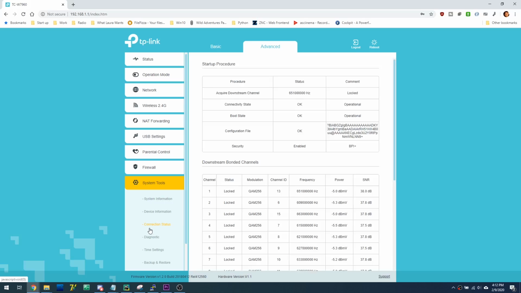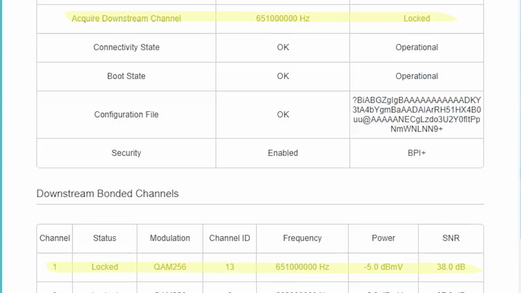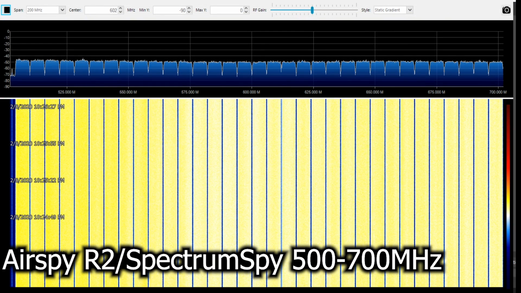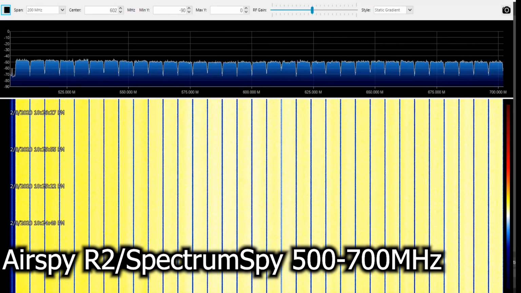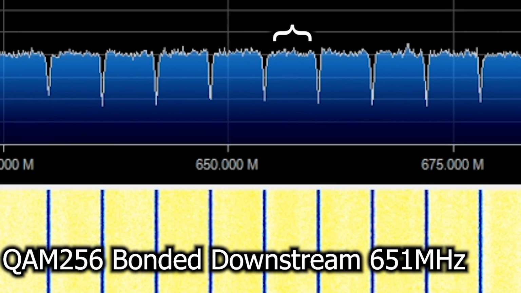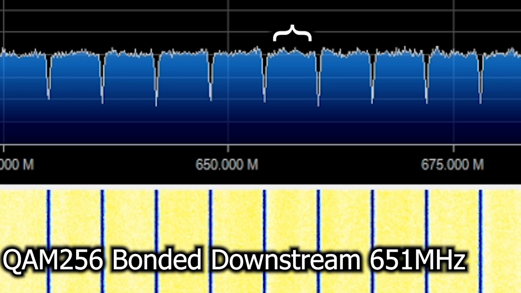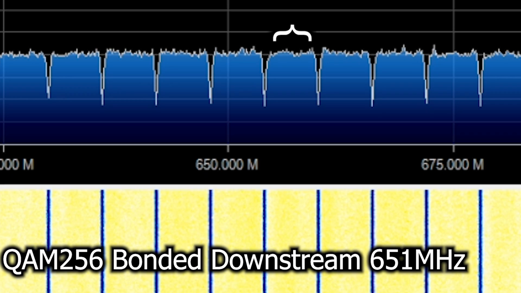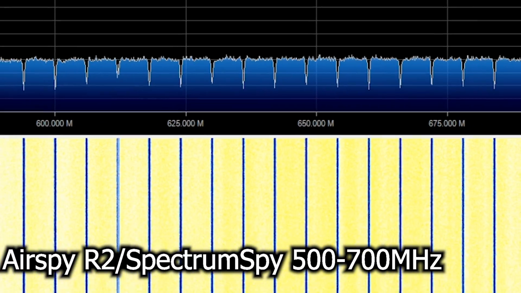If you recall from earlier, we saw that our acquired downstream channel was at 651 megahertz, and it also happened to be channel 1 of our downstream bonded channels. Let's go ahead and take a look on a software-defined radio. In this case, we're going to use the Airspy R2 to take a look at this particular signal, and we can see we have our QAM 256 carrier signal running right here, and this is our current downstream channel for our cable modem. Now, if you recall, I only had about 8 of these channels that were locked and bonded on my particular cable modem, and there are clearly far more than 8 here.